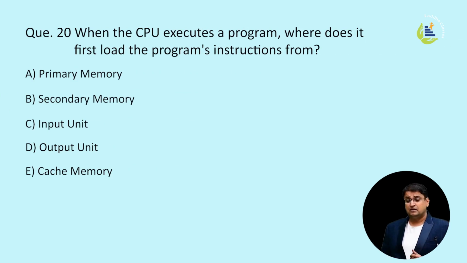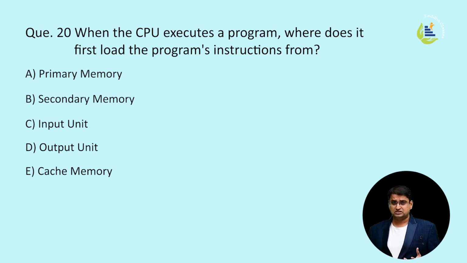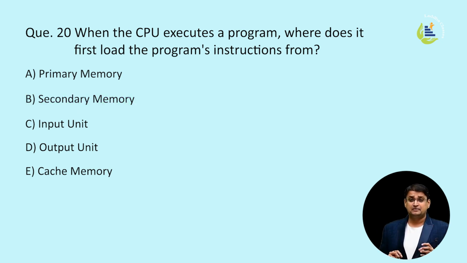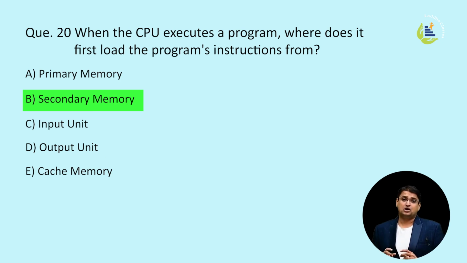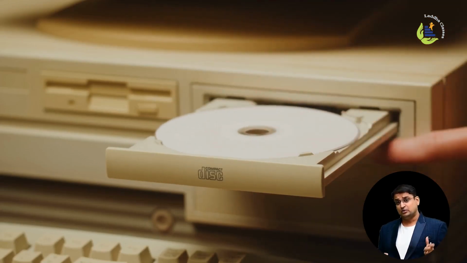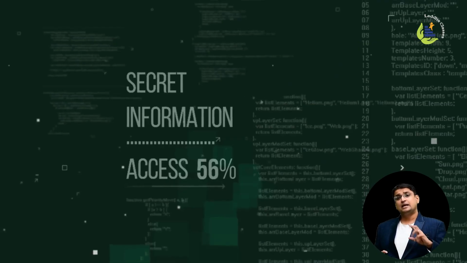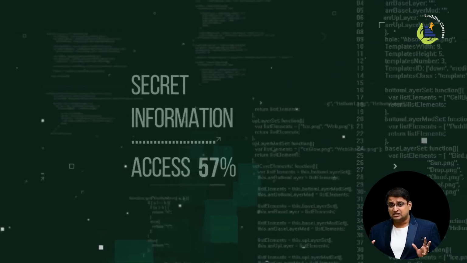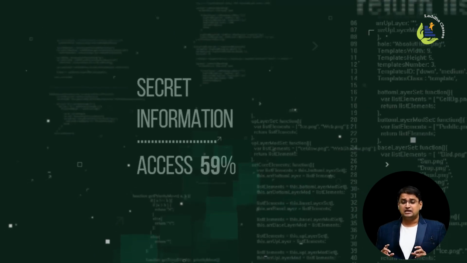Question 20. When the CPU executes a program, where does it first load the program's instructions from? Options are primary memory, secondary memory, input unit, output unit, cache memory. Correct answer option is B, secondary memory. Because the program's instructions are loaded from secondary memory to primary memory for execution. Instructions must be loaded from secondary storage into memory before they can be executed.